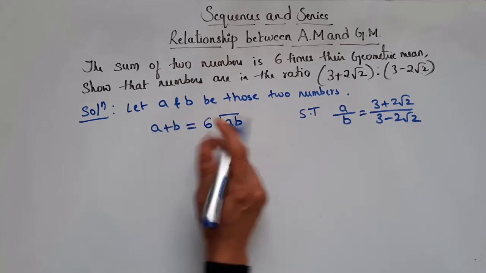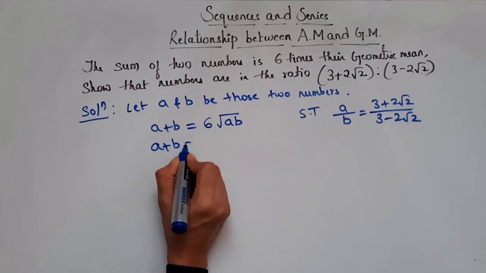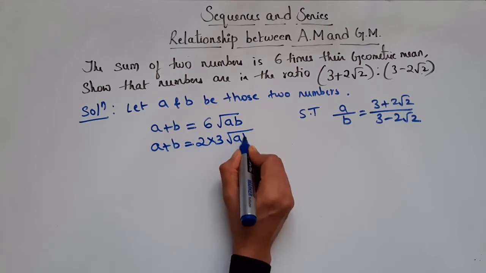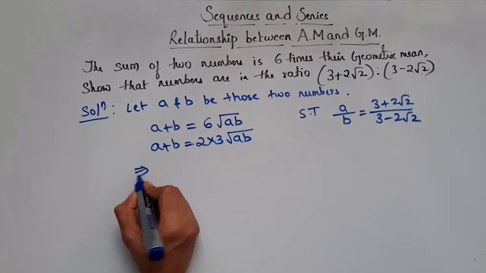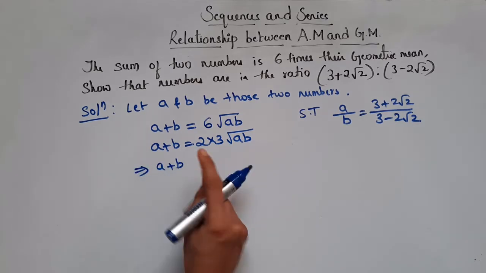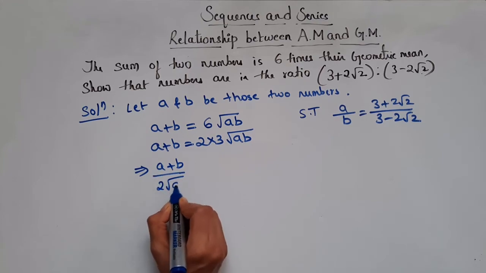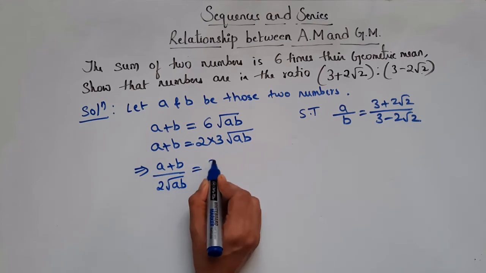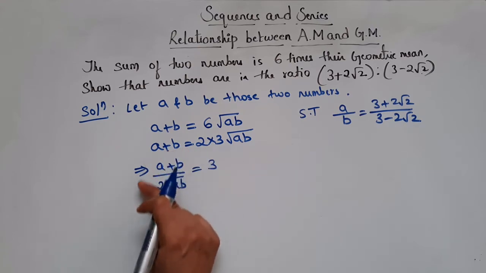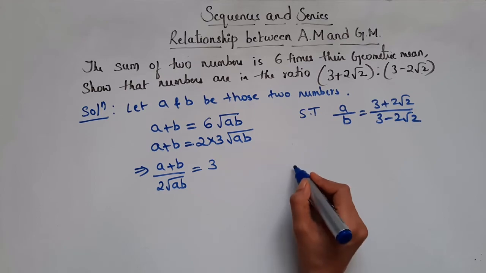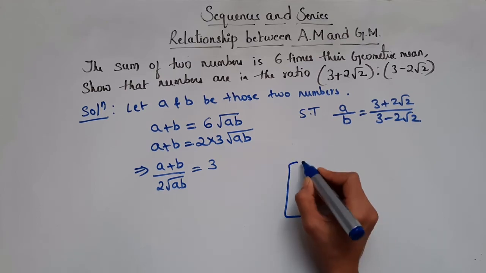So you can write this equation as a plus b is equal to 6, you can write as 2 into 3 root ab, right? Which implies a plus b, let's bring this 2 into root ab to the other side, so that will be in the denominator, which is equal to 3. Here let's apply a property called componendo dividendo. But before that, let's see what this componendo dividendo property is.